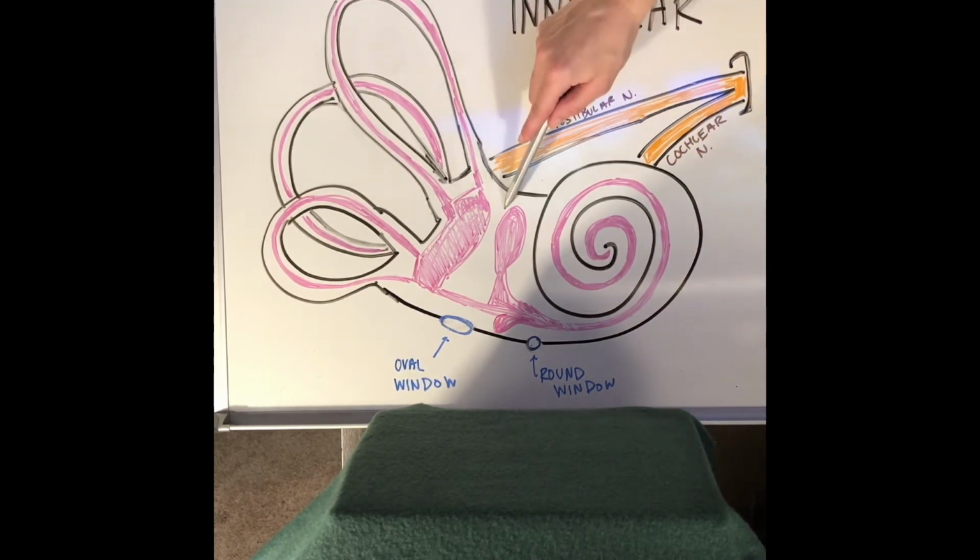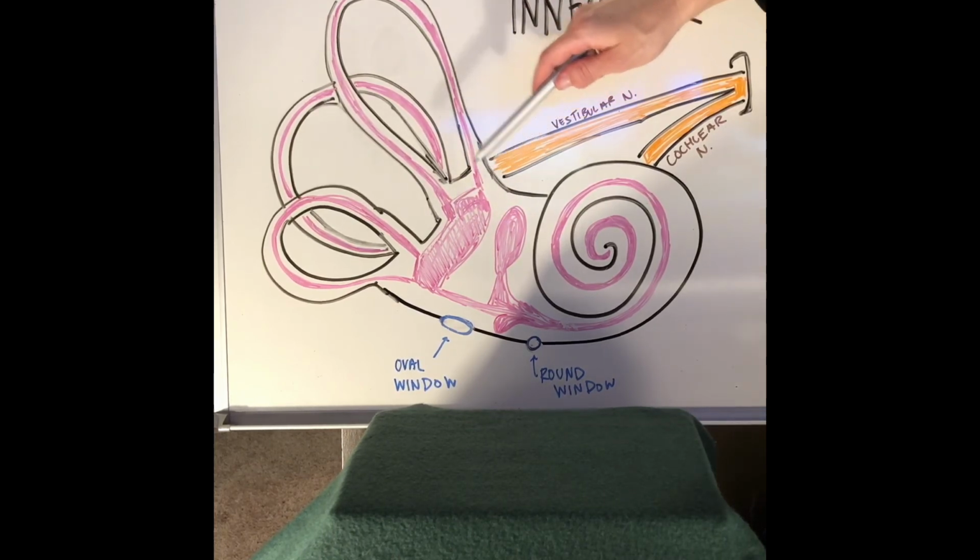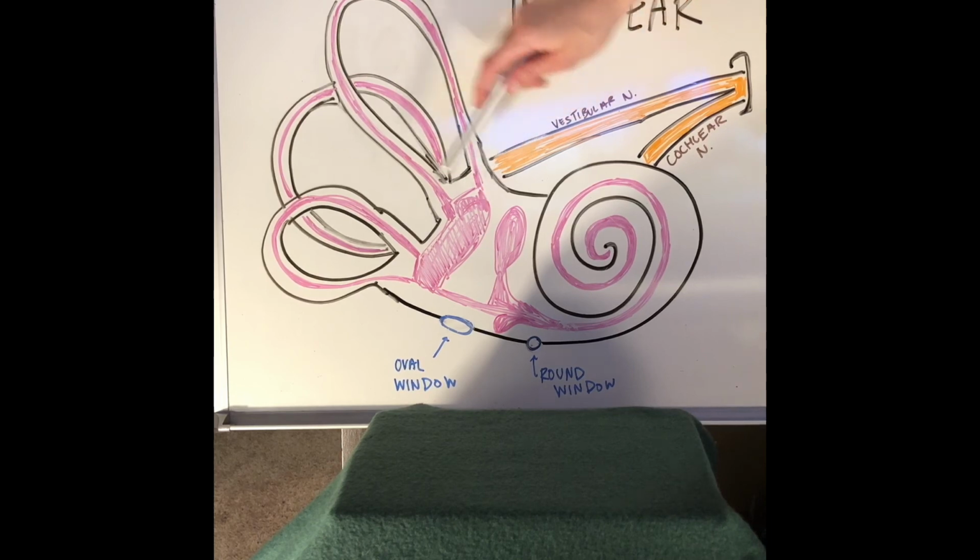Then we have the vestibule and the semicircular canals, which are both innervated by the vestibular branch of the vestibulocochlear nerve. And the vestibule will have the utricle and saccule, which are responsible for static equilibrium. And then we have the canals, which are responsible for dynamic equilibrium.